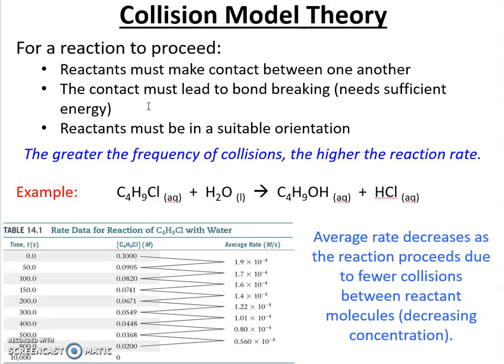The take-home of collision model theory is the greater the frequency of collisions, the higher the reaction rate. The more those molecules bounce into one another in a suitable orientation, the faster that reaction is going to be.